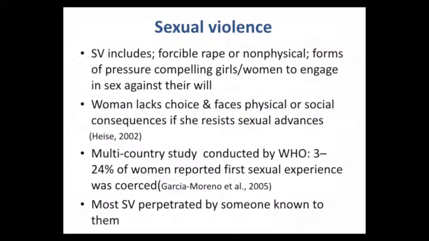And again, in a multi-country study conducted by the WHO, somewhere between 3 and 24% of women reported that their first sexual experience was coerced. So in other words, it was not wanted, it was unwilling. And that's particularly disturbing because that means it's either girls or young women who are often very vulnerable. And most sexual violence, like other forms of violence, is perpetrated by somebody known to them. So again, often it's the people who are close to them who are the most danger, which is very sad.